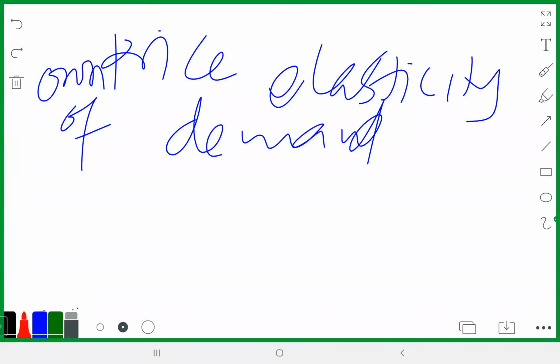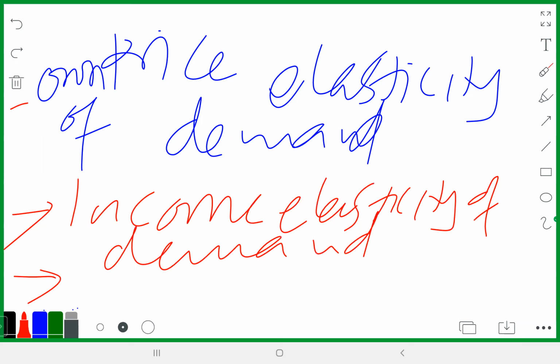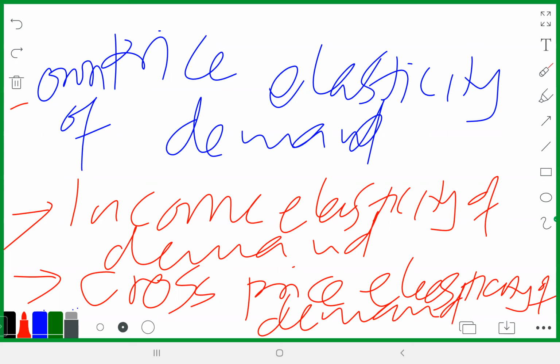Now, if the quantity demanded has responded because of the change in price, that is called the own price elasticity of demand. Then if the quantity demanded has responded to changes in income, then you have what is known as the income elasticity of demand, right? Then again, if the quantity demanded is responding to changes in the prices of the related goods, then you have what is known as the cross price elasticity of demand. So basically, these are the three main types of elasticities of demand I'm talking about. There's own price elasticity of demand, which is caused by the changes in the price of the particular commodity, and there is income elasticity of demand, caused by the changes in the income of the consumer, and the cross price elasticity of demand that is basically caused by the changes in the prices of the related goods.